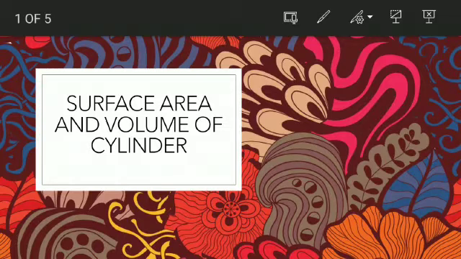Dear students, in the last class we have studied surface area and volume of a cuboid and cube. So today we are going to study surface area and volume of a cylinder.